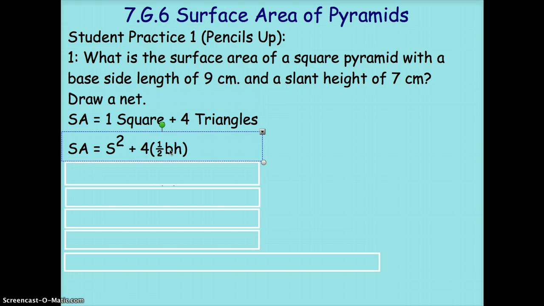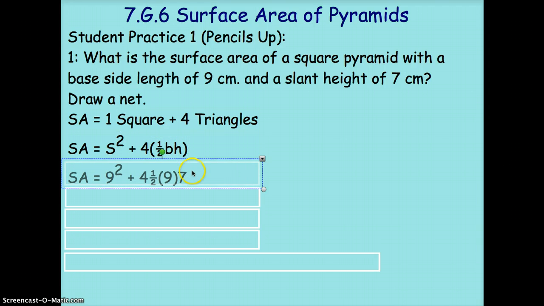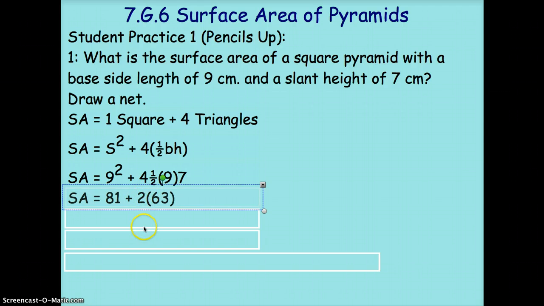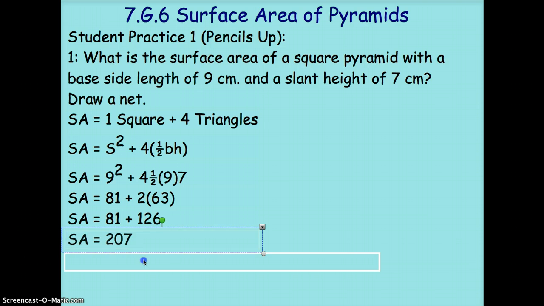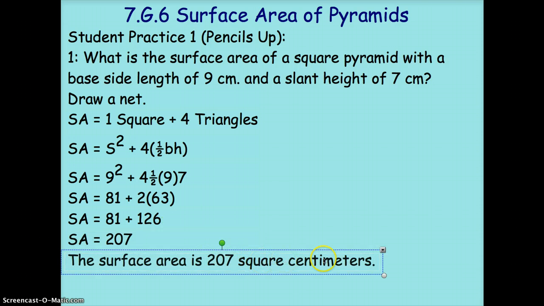Remember, you will not receive any credit if you do not have your formula written every time. So I have the 1 square, which my formula is side squared, and I have my triangles, 1/2 base times height. Now I can plug in my numbers, multiply, or I can square 9, which means multiply 9 times 9, and I can cut something in half here, which I'm going to choose to cut the 4 in half since that's the even number. Then I need to multiply and add, and of course I need my units in my answer of square centimeters.